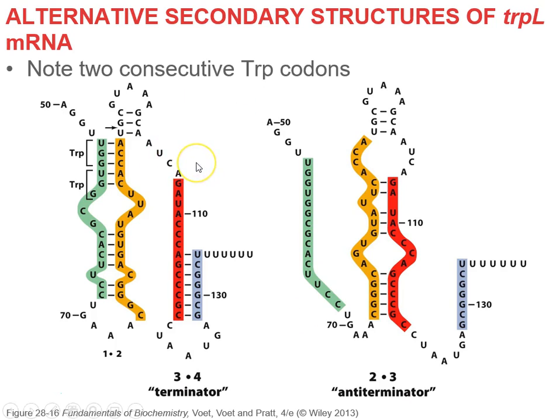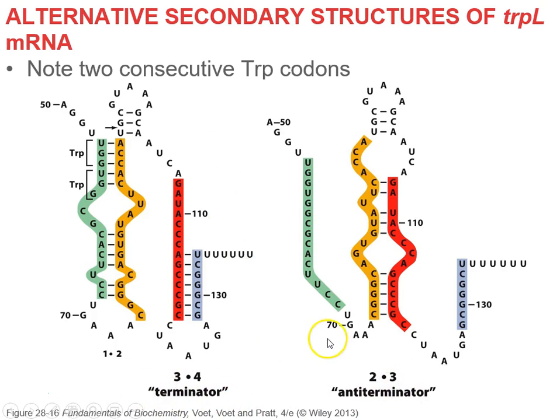So this is the structures of what these things look like. This is when 3 and 4 have the opportunity to get together. This is region 3 and region 4, and this is region 1 shown here in green. And notice right next to each other are 2 consecutive Trp codons. If you can translate those, great, and that gives 3 and 4 an opportunity to form this termination structure. So you'll have termination if the Trp concentration is high.